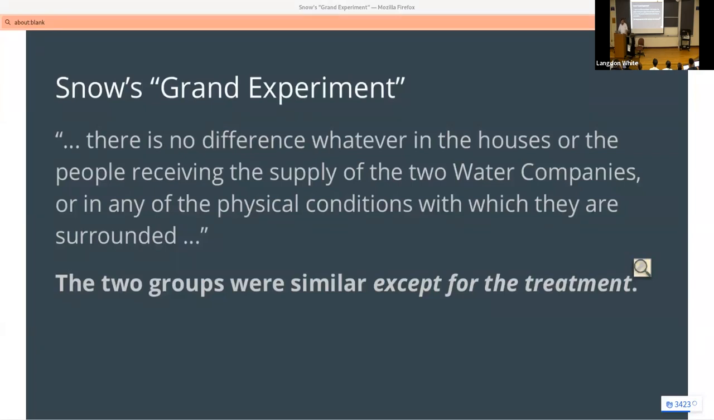All the variables except for the water are controlled by the experiment. How is it controlled?